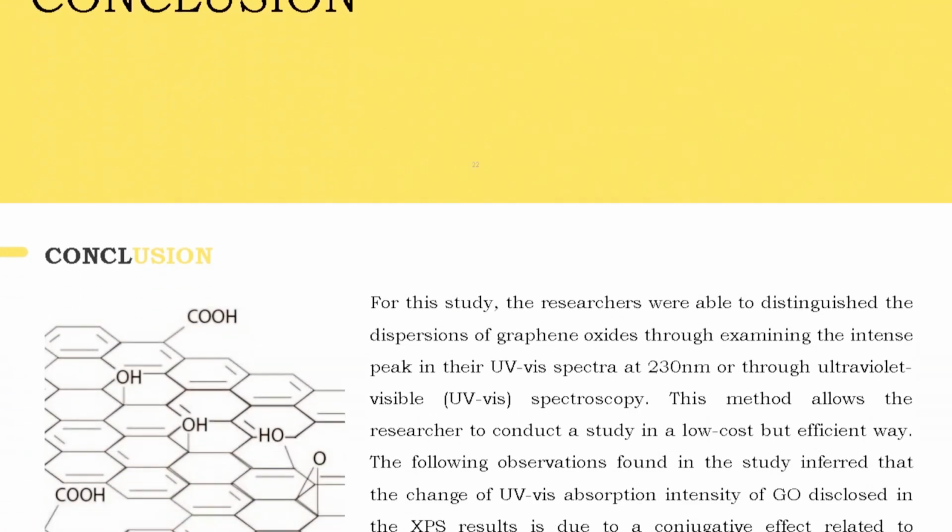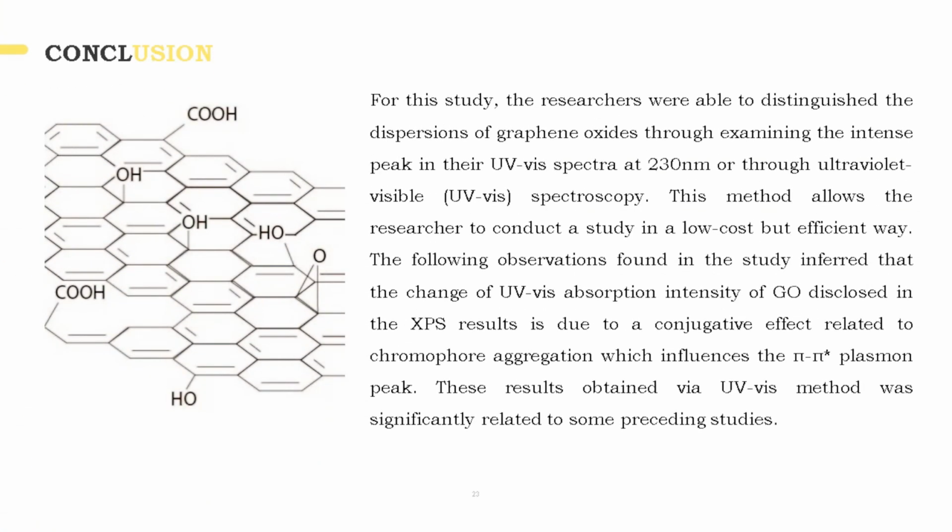As for the conclusion, dispersions containing few layer, 1 to 3 layers, of graphene oxide can be distinguished from those containing multi-layer, from 4 to 10 layers, and the thick layer, more than 10 layers, graphene oxide by the intense peak in their ultraviolet visible spectra at 230 nanometers. Few layer graphene oxide shows a single peak while multi-layer graphene oxide exhibits a shoulder.